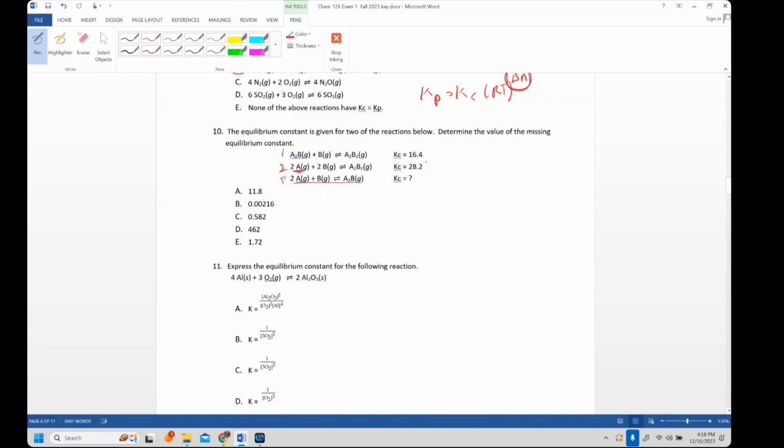So this Kc value is equal to 28.2. It will not change. Next, we have 1 B on the left. Okay, this one also has a B on the left.